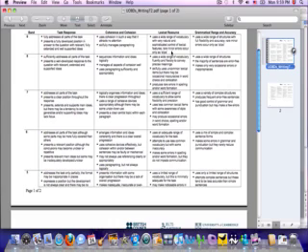Now, the difference between a Band 9 and a Band 8 is that when reading a Band 9, the examiner would have difficulty distinguishing this writing level from an essay written by a native English speaker. So the level of English written at a Band 9 is comparable to that written by a native English speaker.